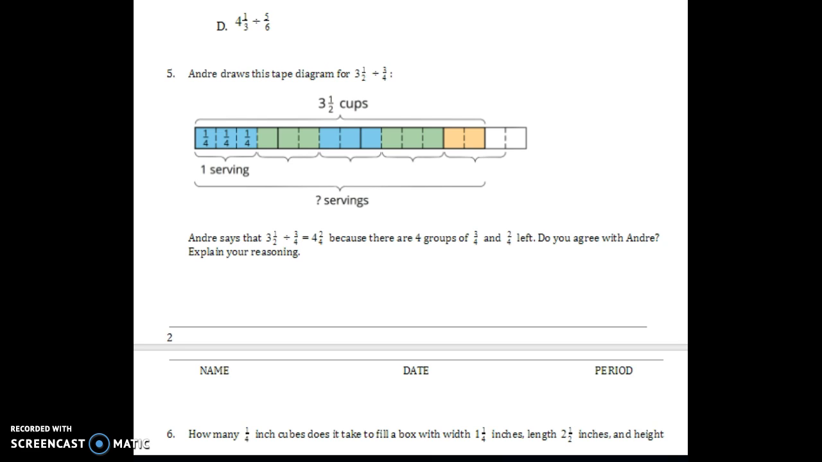Question 5. Andrew draws this tape diagram for 3 1/2 divided by 3/4. Andre says that 3 1/2 divided by 3/4 equals 4 2/4 because there are 4 groups of 3/4 and 2/4 left. Do you agree with Andre? Explain your reasoning.